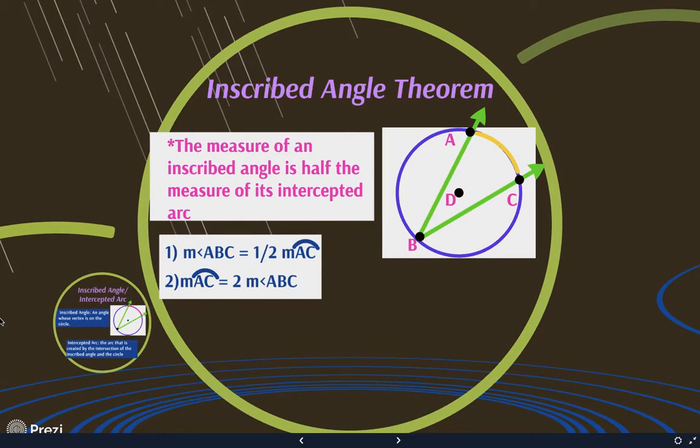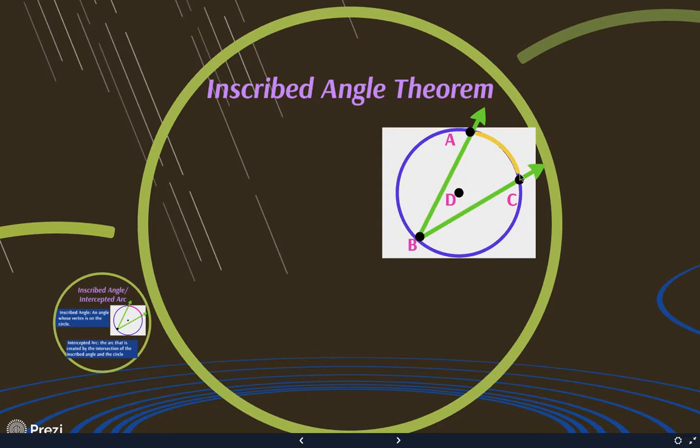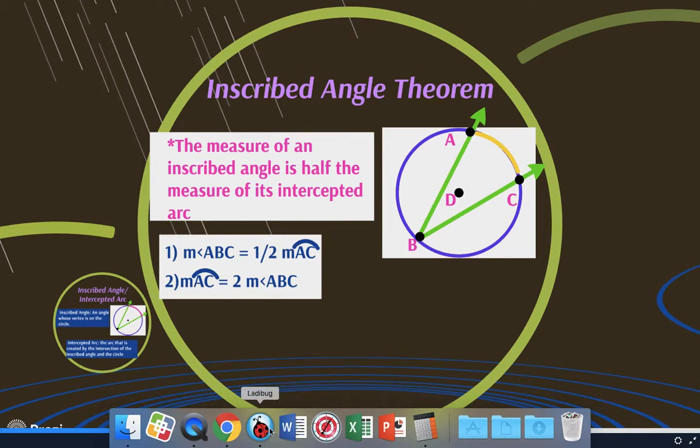Let's go back to the Prezi. It's kind of like a flashback, like deja vu. The inscribed angle theorem states that the measure of an inscribed angle is half the measure of the intercepted arc. This is an inscribed angle, angle ABC, and the arc that it intercepts is arc AC. So this angle is half the measure of the arc, or you could reverse that: the arc is 2 times the measure of the angle.